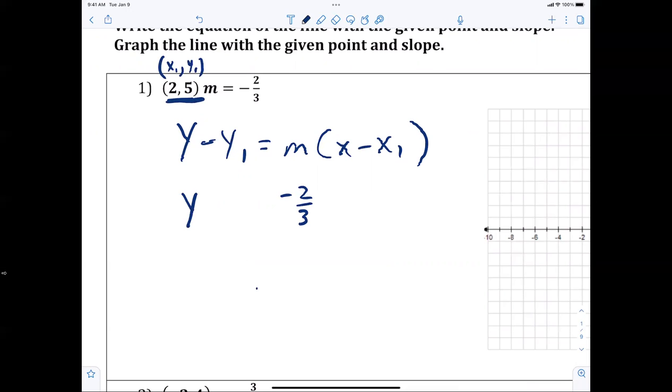So it's going to be y minus what? So the 2 is x1 and the 5 is y1. Right. So y minus 5, you got it. Equals negative 2/3 times x minus 2. That's all there is to it. That's how simple it is. The point and the slope, you just put it in for x1 and y1 and for m.